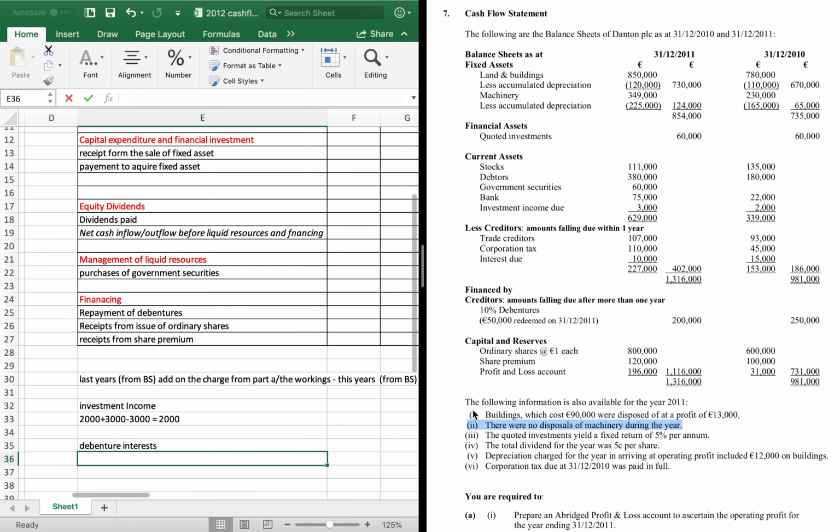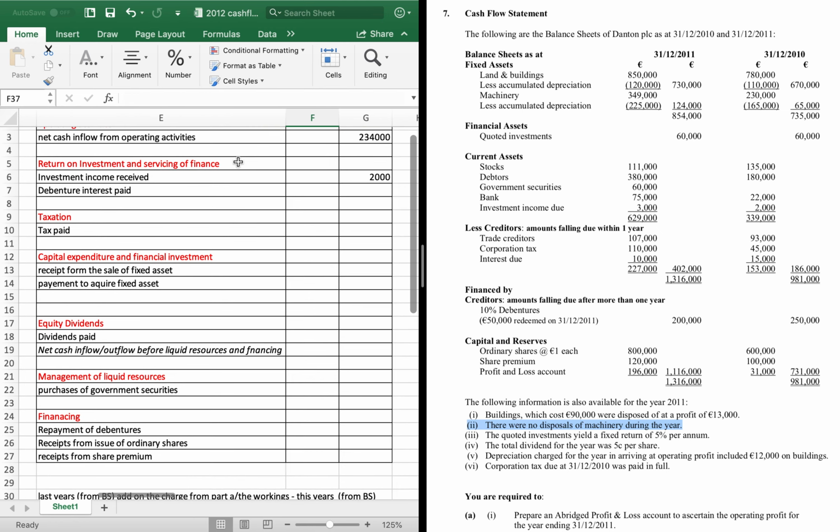As I said, last year, 15,000. Add on the 25,000, and then take away this year's. So this year's debenture interest is 10,000. So that will be 30,000, is it? So let me just see. So it equals 15,000 plus 25 minus 10. So that's 30,000. So that's a minus.